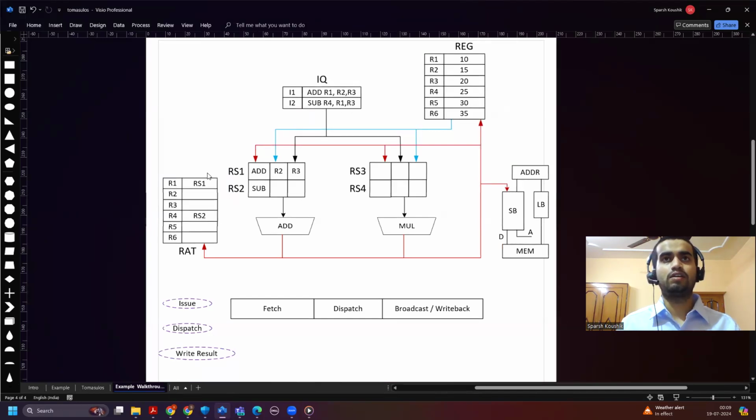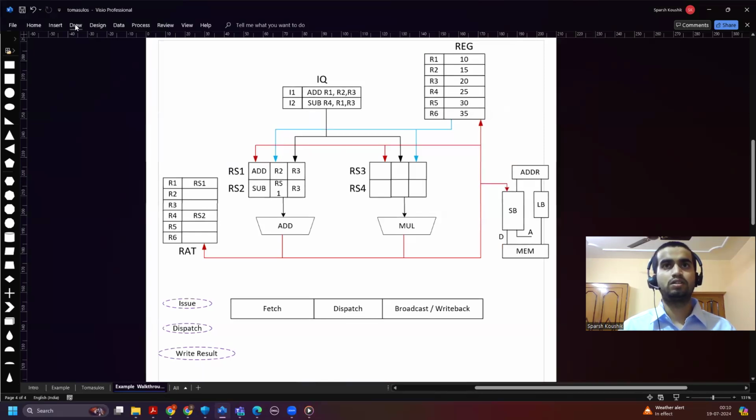We need to check the RAT for the values of these first. For R1, we observe from the RAT that RS1 shall be used, because this value depends on the output of reservation station 1. The R3 entry in the RAT is empty, so R3 contains the original value from the register, which at present is the value of 20. This finishes the issue stage, because the instructions from the IQ have been issued to the reservation stations. The next stage is the dispatch stage.